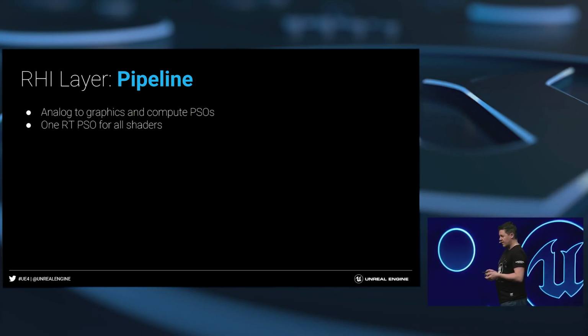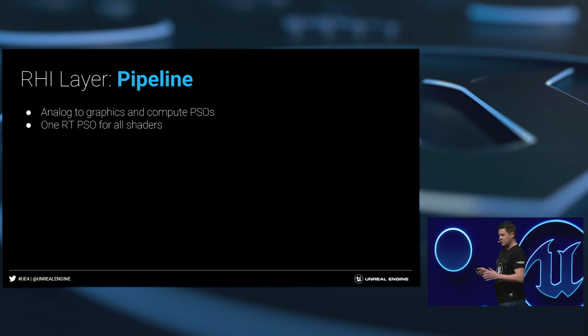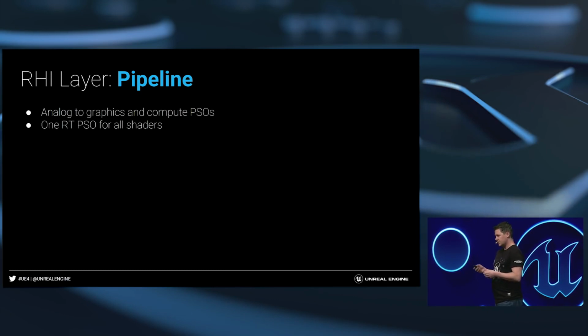The ray tracing pipeline is a term that we use that's analogous to the compute and graphics pipeline state objects that we currently use. A difference is that we have only one ray tracing pipeline state object for all shaders. We do this as an optimization, so we're not switching out different types of pipelines for particular passes. So instead of that, the ray tracing pipeline state object holds all of the shaders that we might ever use for a given frame.